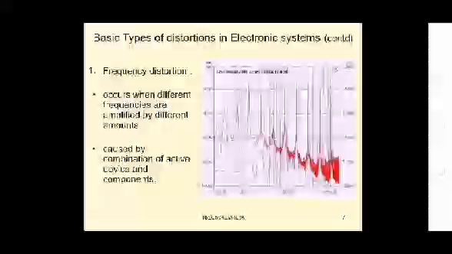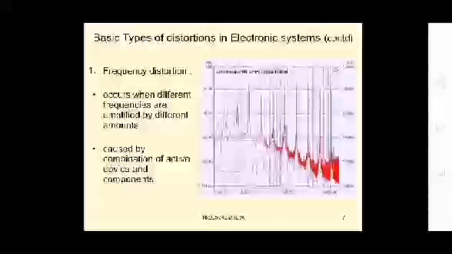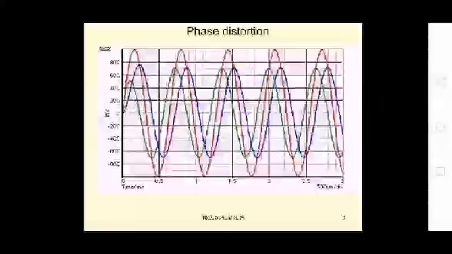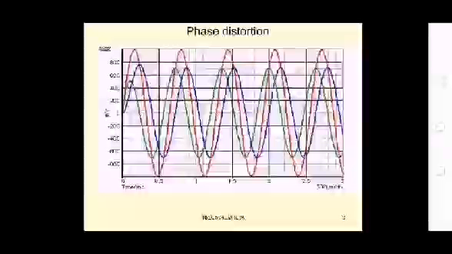At the output, if you are supplying f1 and f2, you should be able to differentiate the f1 and f2 signals, but at the output you get signals like f1 plus f2, f1 minus f2, 2f1 plus 2f2, like that. Those are unwanted signals. That type of distortion happens when different frequencies are amplified by different amounts. Then you get the frequency distortion.